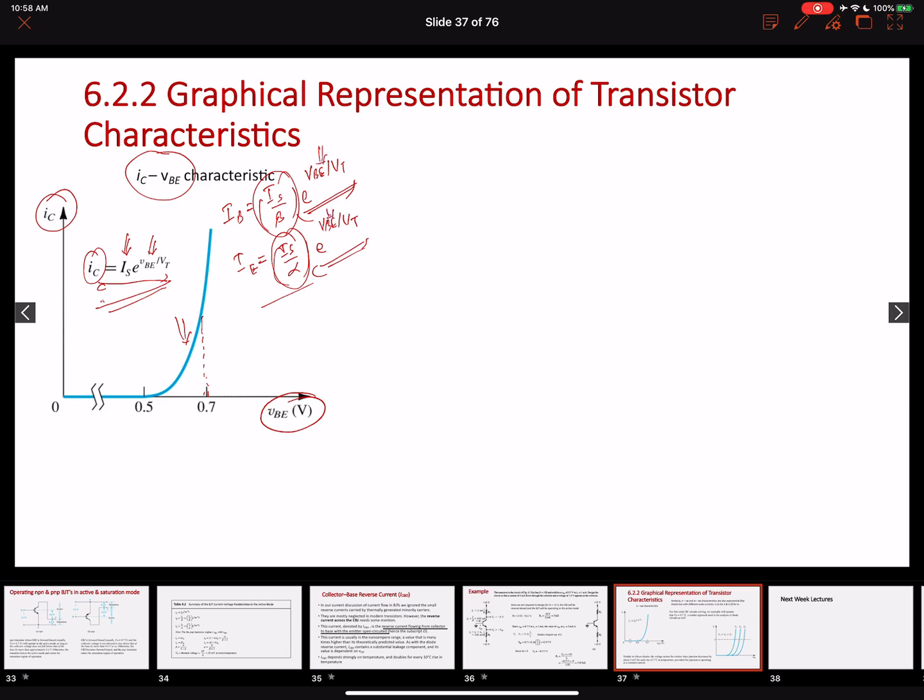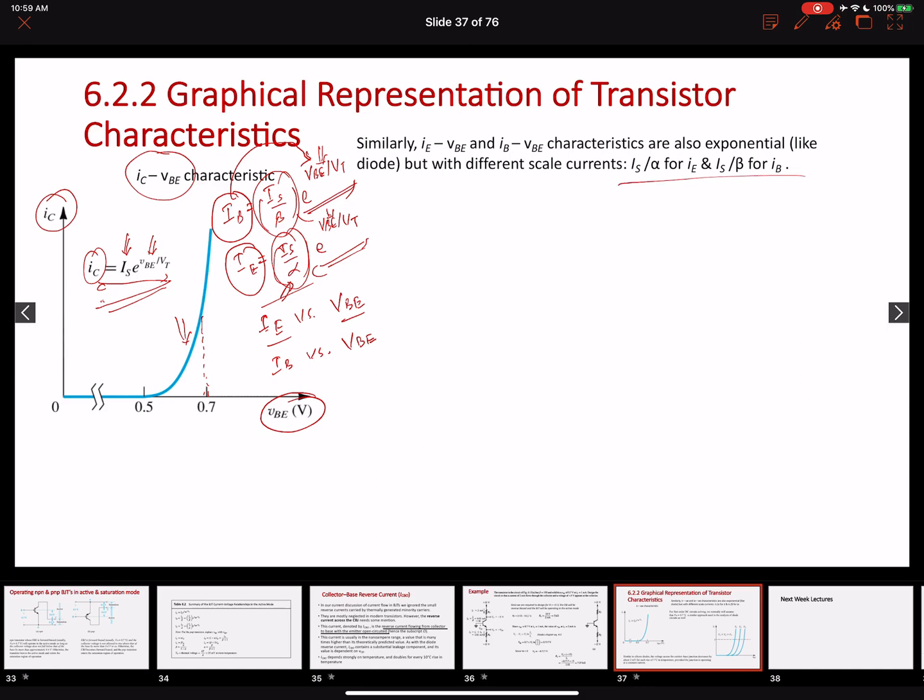Right, so if I have to find out the relationship between IB and VBE, it will be an exponential relationship. The only difference will be the magnitude of the scaling current. Similarly, IE versus VBE will also be exponential, except for the magnitude of the scaling current. IB versus VBE will be exponential, except for the value of the scaling current. All right, so this is what we said over here.